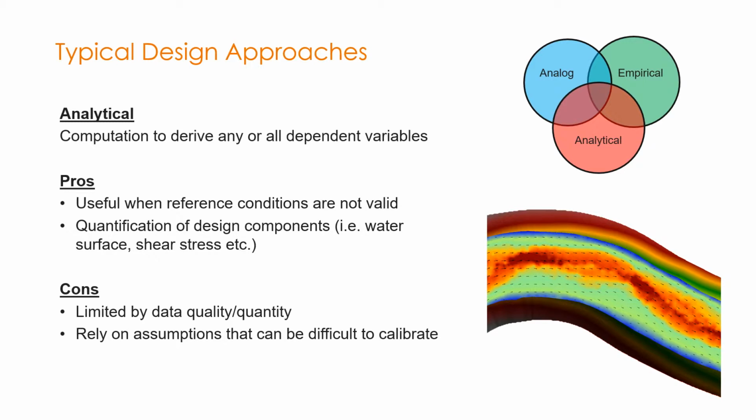The cons of this approach is that it can be limited by available data. So in other words, we've probably all heard the phrase garbage in, garbage out. If you don't have good data, you're going to end up with poor results. And it also means that you may end up relying on assumptions that may be difficult to calibrate in the field. For instance, if you don't have a good stream flow record on your site, it may be difficult to develop an appropriate design flow without that type of real field data. And you may end up relying on that data pretty significantly.